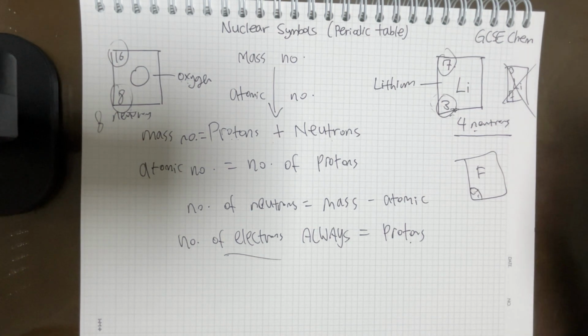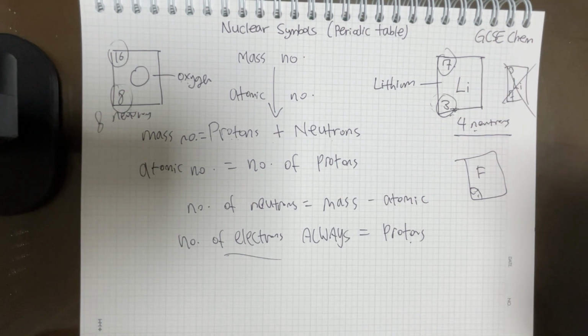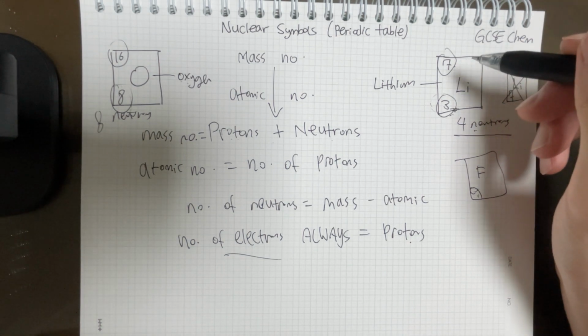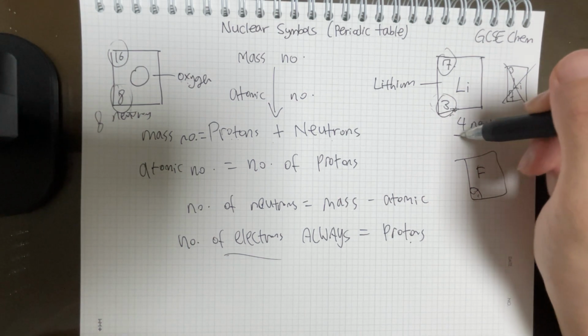So to summarize, the number of protons is the smaller number. The number of electrons is also the smaller number, because the number of protons and electrons are equal. And the number of neutrons is the bigger number, the mass number, minus the smaller number, the atomic number. So in this case, it's 4 for neutrons.